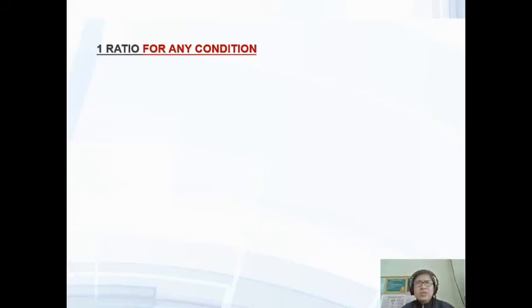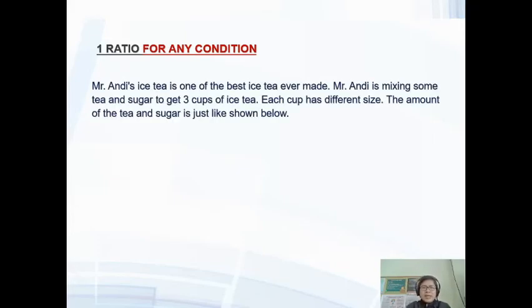Now let's see the real things in our daily life. Is there a ratio for more than one condition? Let's see. For example, Mr. Andy's iced tea is one of the best iced tea ever made. Have you ever tasted? Okay, Mr. Andy is mixing some tea and sugar to get 3 cups of iced tea. Each cup has a different size. The amount of the tea and sugar is just like shown below.